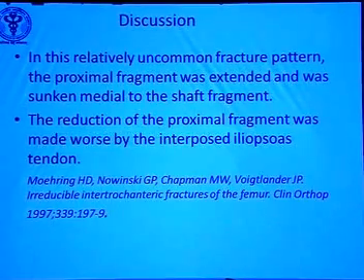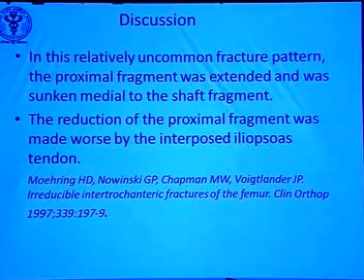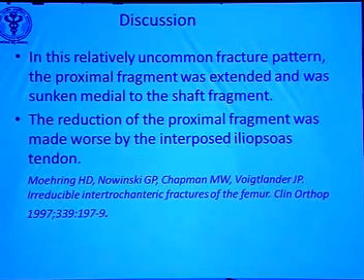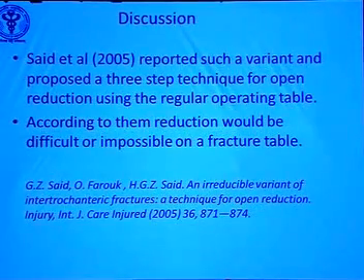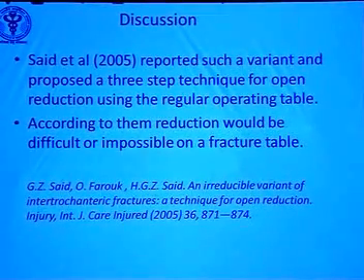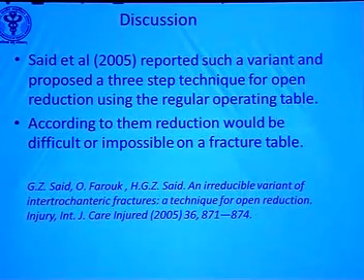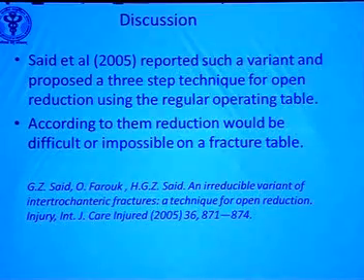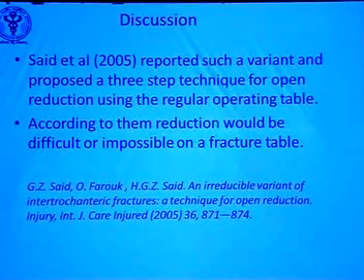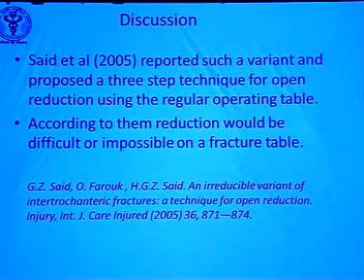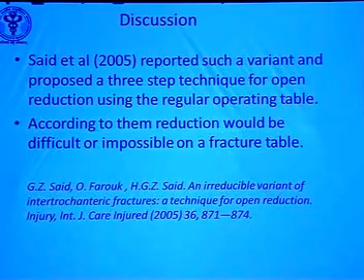The reduction of the proximal fragment was made worse by the interposed iliopsoas tendon. And Said et al. in 2005 reported such a variant and proposed a 3-step technique. They did not use the fracture table. They flexed the hip into a figure of 4 position to relax the iliopsoas and then tried to lever out the proximal fragment. And according to them, reduction would be difficult or impossible on a fracture table. But as we are all used to operating on a fracture table, we used the fracture table for that.